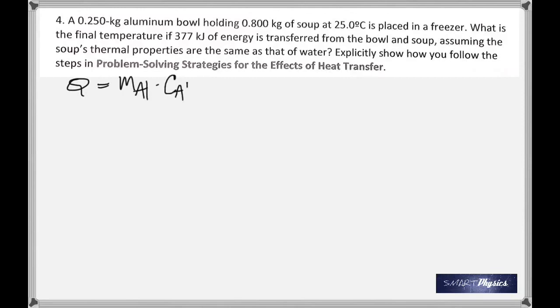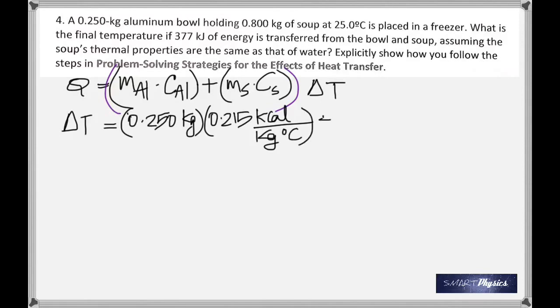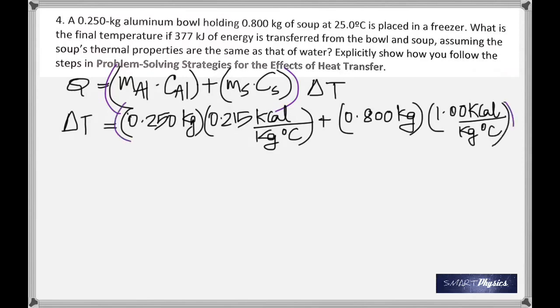So now heat is going to be removed from both, from aluminum and then soup. And the change in temperature is the same. That's why I have written it common there, delta T. Okay, so make delta T the subject. So you go 0.250, that is the specific heat of aluminum which will be given, plus the mass of soup, times the specific heat of water, times change in what's that?